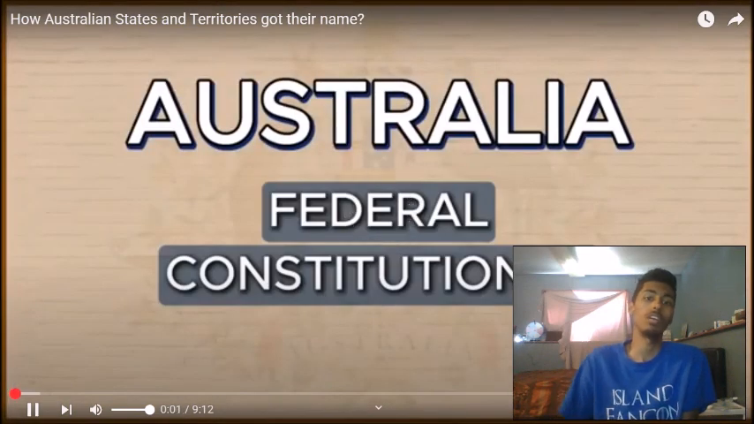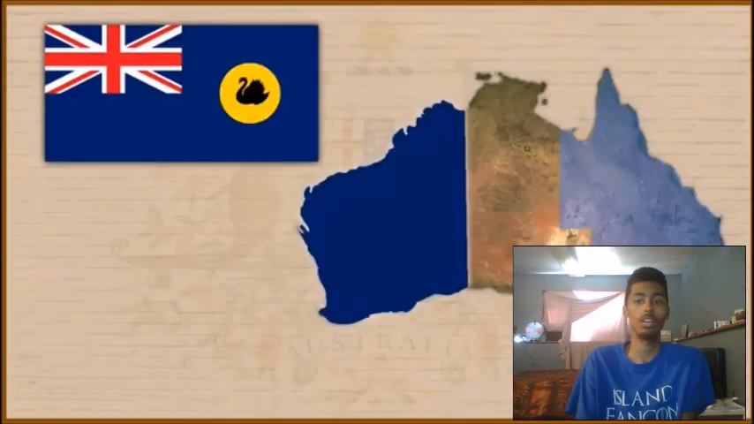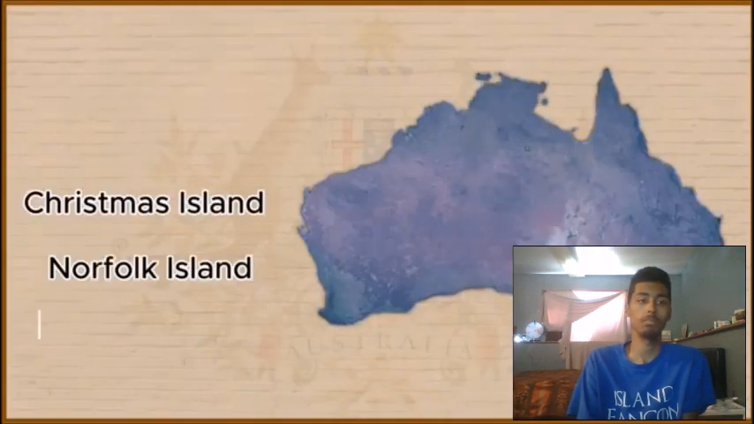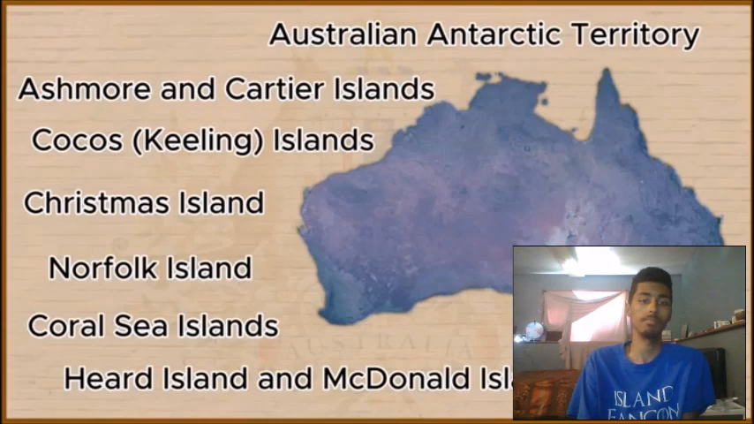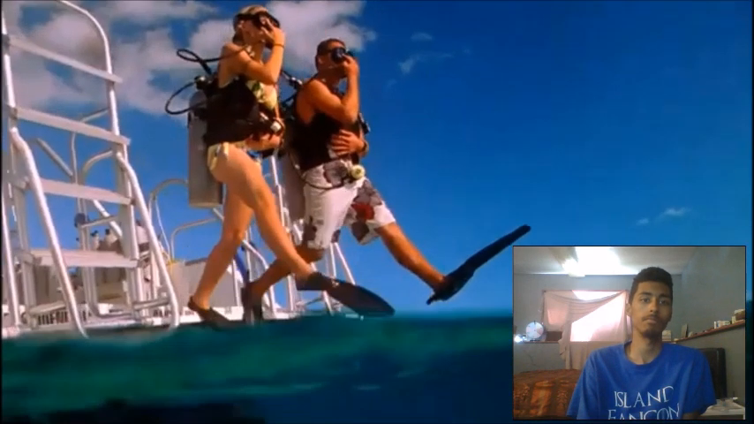Australia is a federal constitutional monarchy consisting of 6 states, 3 internal territories, and 7 external territories, each with its unique name and nickname. Some of them have intriguing origins, while others are more amusing. So let's dive into what they all mean.